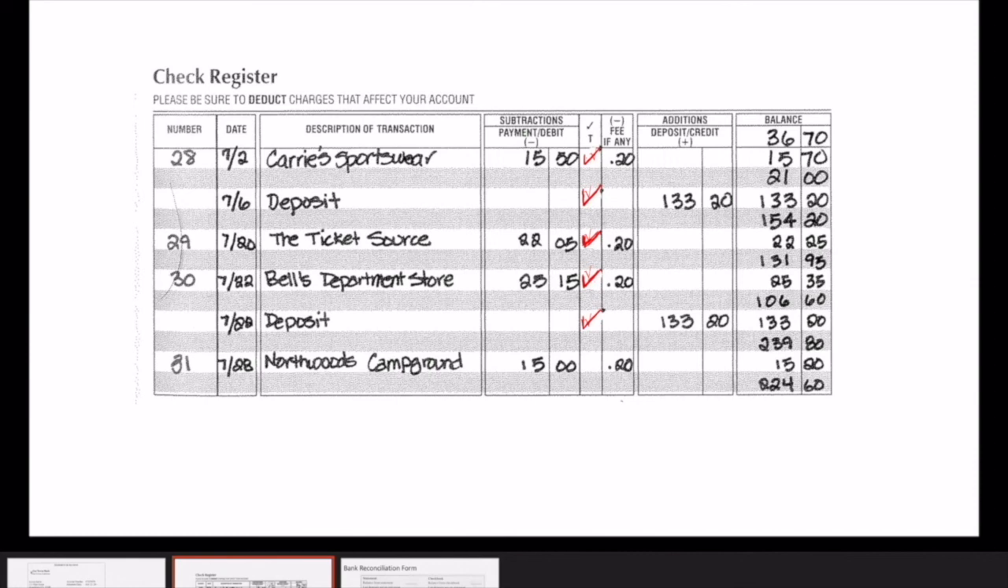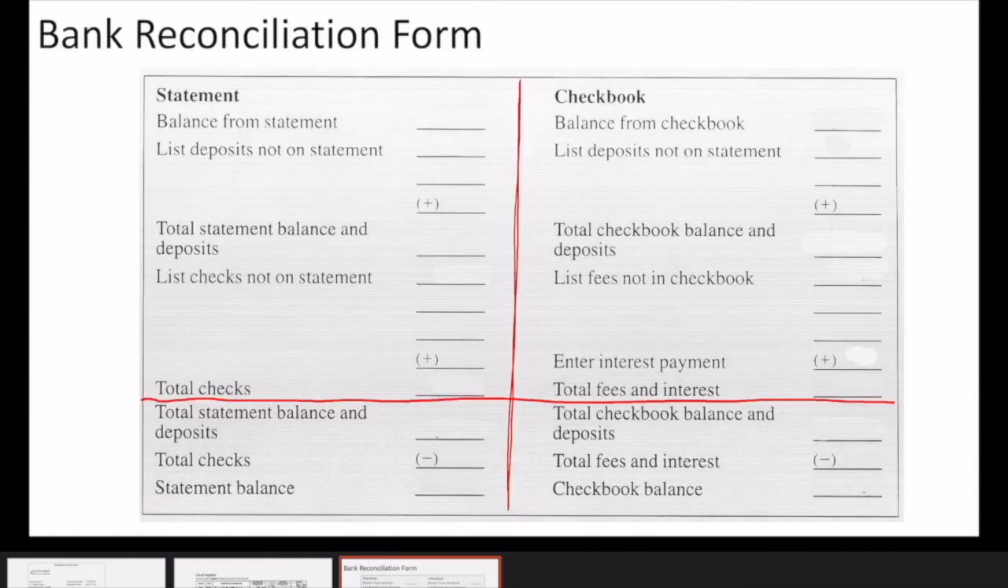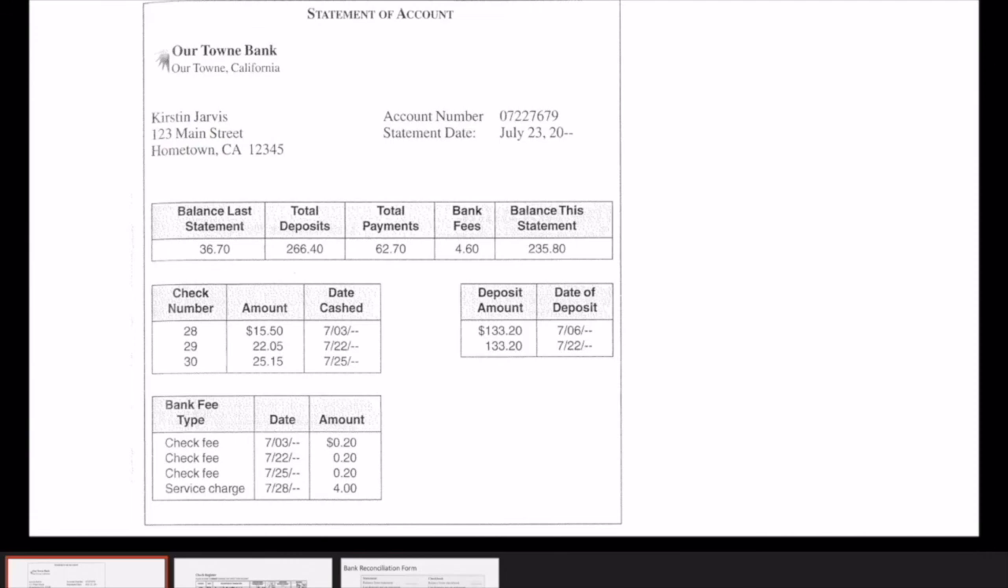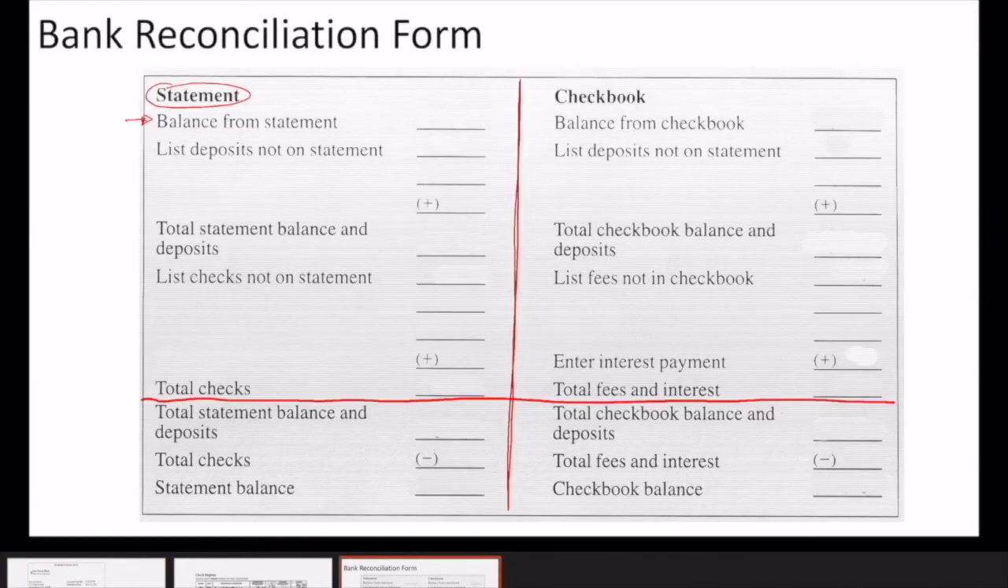Now we're ready to fill out the form. The first thing on the form is we're going to work with the side that says statement. And the first thing we're going to take a look at is what is the balance from the statement. Okay, when we go back into our statement, you can see the balance on this statement is $235.80. So we'll go back here and put $235.80.